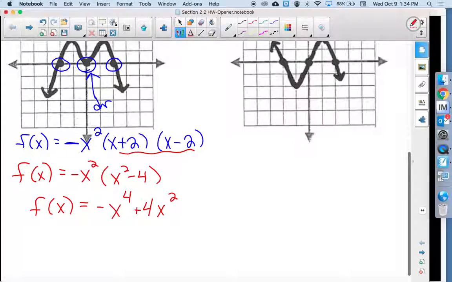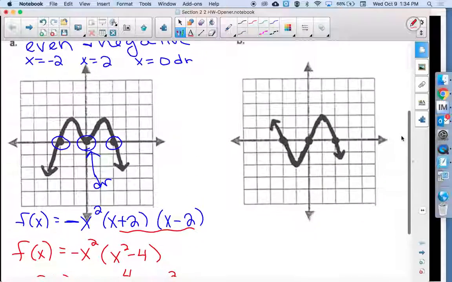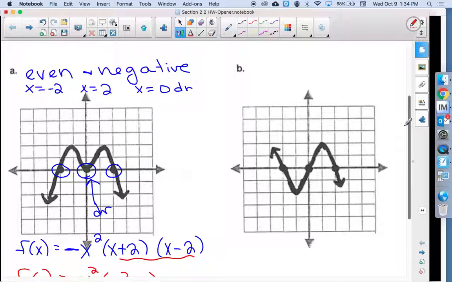So looking at B, Emma, what would be the difference from A to B? It's odd. So odd, it has origin symmetry, which means opposite quadrants. It's reflecting over the origin. And it does the opposite: one side goes up and the other side goes down. And it's also not only odd, but positive or negative? Negative.